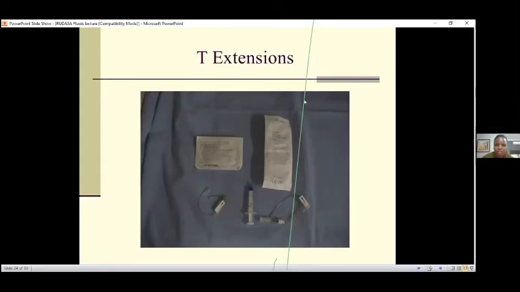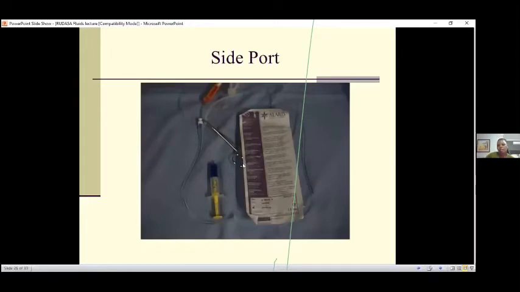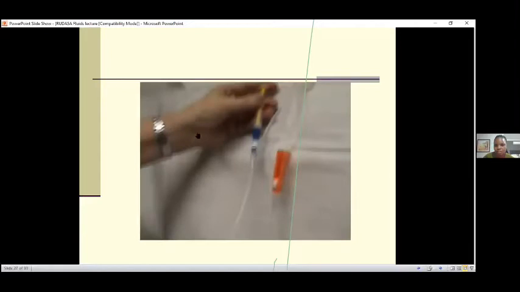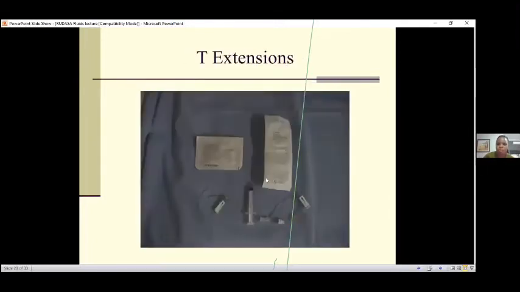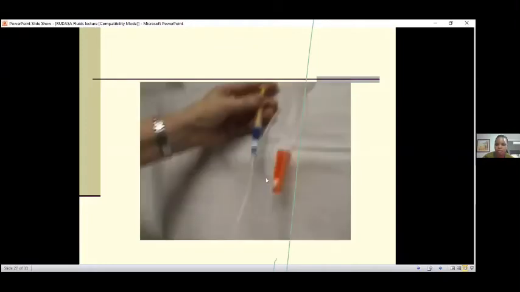That's the usual T extension, the short line, which allows you to give fluid over a short distance when you want to push fluid, especially when you want to give your boluses. Then there's the long extension, the one you usually put on a drip. Then there's the side port, which allows you to push some medication and also some boluses. There is a demonstration of how the side port works. I hope that our hospitals in the periphery at least do have these basics to administer fluids.